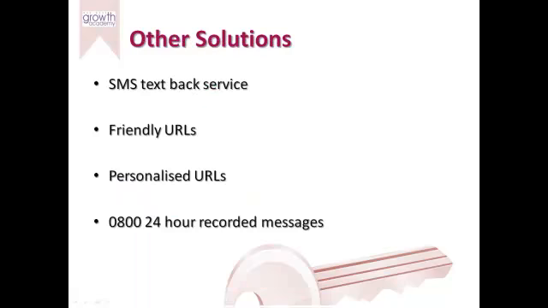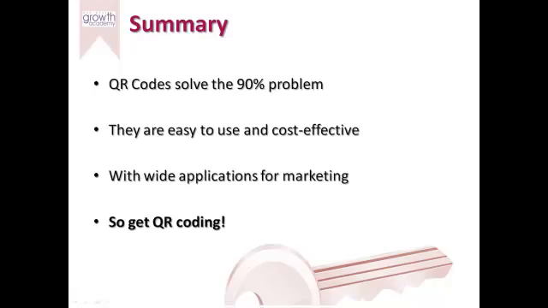Now, there are some other solutions to this call to action problem, this 90% problem. There's text-back services where you get an immediate text, or friendly URLs, or PURLs as they're called, personalised URLs, or even 0800 numbers if you want to be old-fashioned, with recorded messages or with data capture, where people can leave information. And we'll be looking at these other solutions in the coming couple of weeks in the Business Growth Club. Because this call to action problem, as I say, if 90% of the people that are interested in your services and want to inquire or want to buy don't get round to it, we really need to solve this. So there'll be a few more coming in the next few weeks.